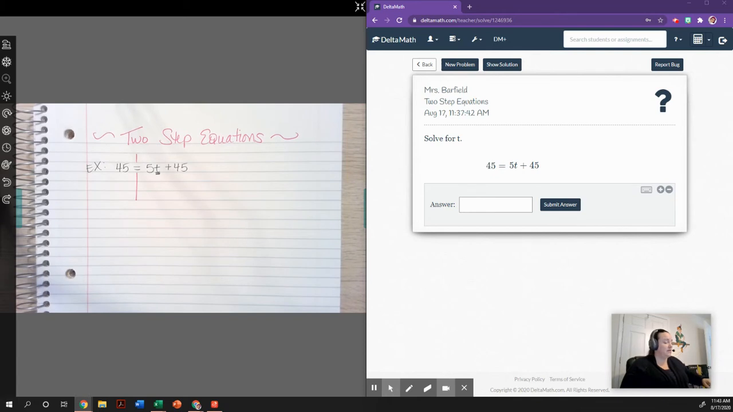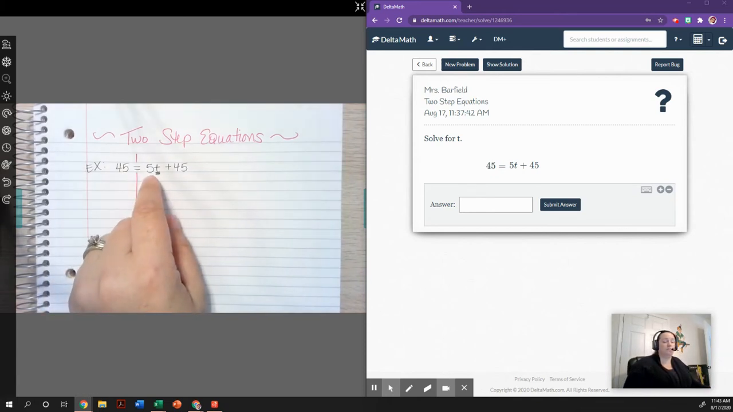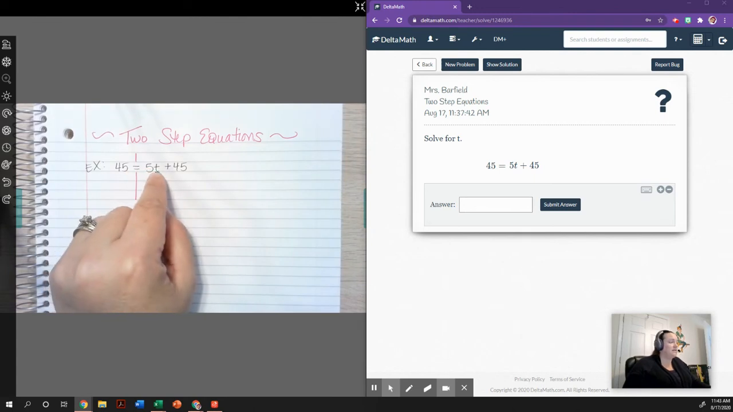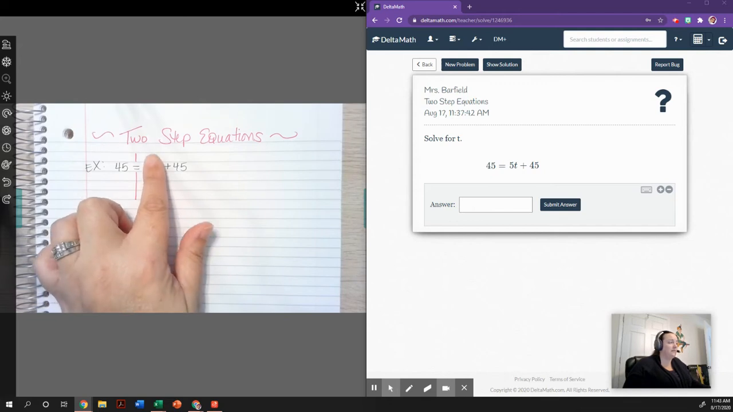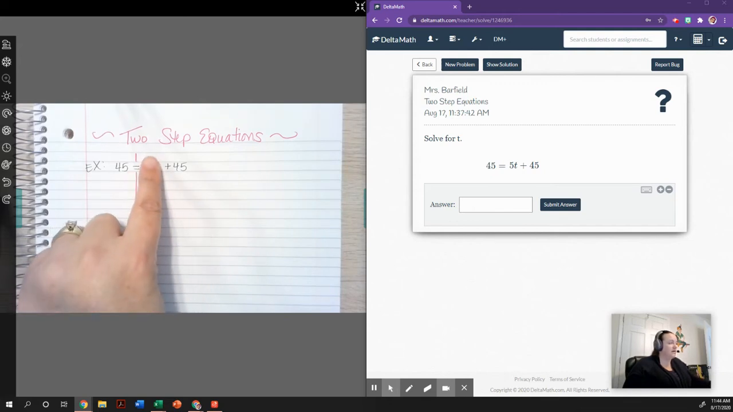Now, some of you maybe think, okay, well, let's just jump right in here and get rid of this 5. We can't do that. We have to get t by itself, which means we have to get 5t by itself. So I have to get this whole term by itself. So if I were to just cover it up and pretend there was a t underneath, let's just pretend for a moment there's not a 5 there, there's just a t that's underneath my finger. I have a plus 45.